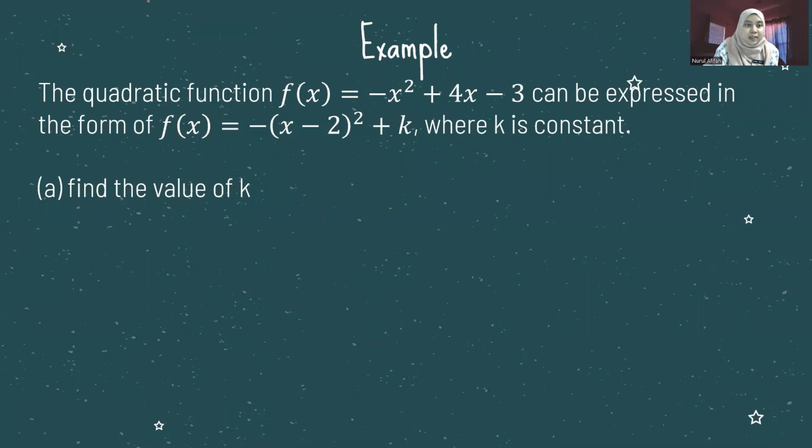Next example: the quadratic function f(x) equal to negative x squared plus 4x minus 3 can be expressed in the form of f(x) equal to negative (x minus 2) to the power of 2 plus k, where k is a constant. The question asks to find the value of k.